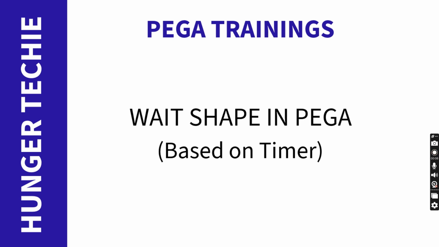In this session, we are going to discuss wait shape in Pega based on timer. In wait shape, we have two types of configurations, right? One is based on timer and another one is based on case dependency. In today's session, we'll be mostly focusing on wait shape configurations based on timer. So let's get started. Before discussing it practically, let's talk about it theoretically.